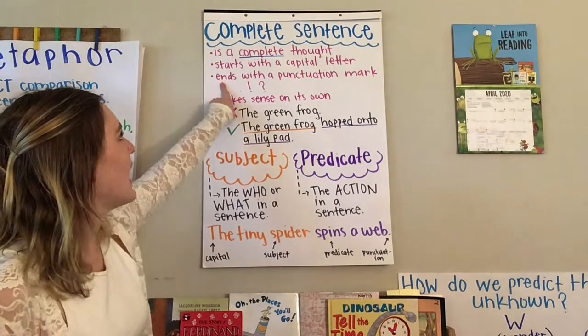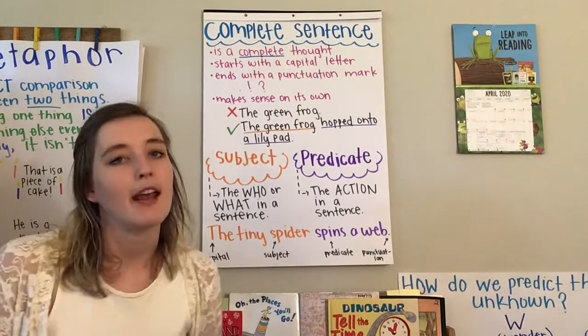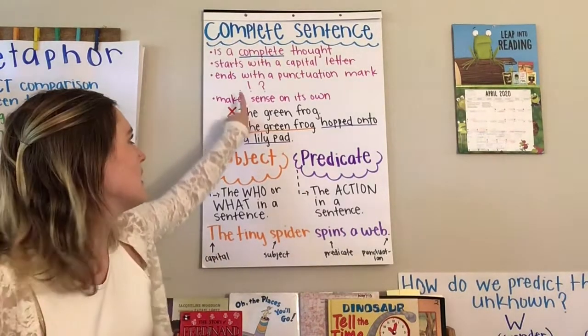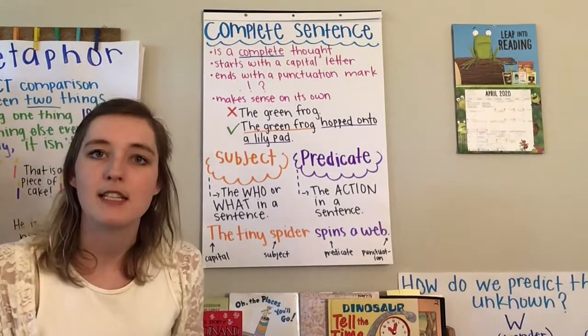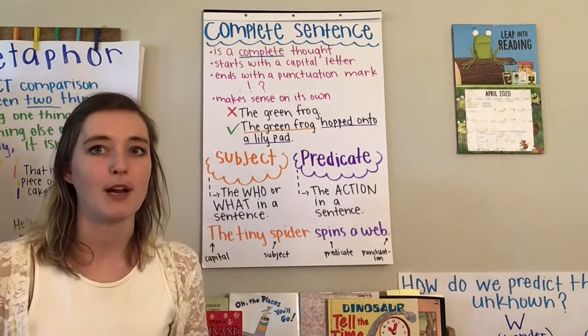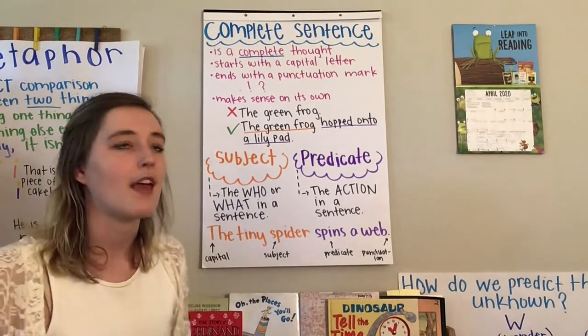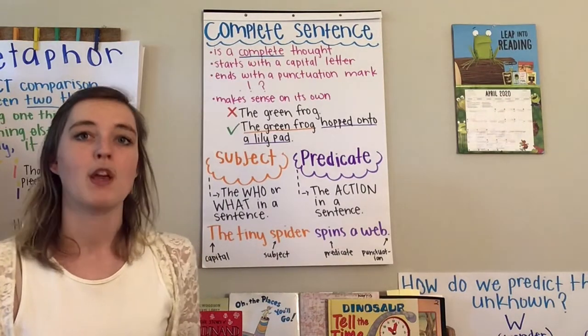The next thing it has to do is end with a punctuation mark. Typically, it ends in a period. A period is the little dot right there. That is normally how a sentence ends, but a sentence can also end with an exclamation point or a question mark. All right, and the last thing that makes up a sentence is that it makes sense on its own.